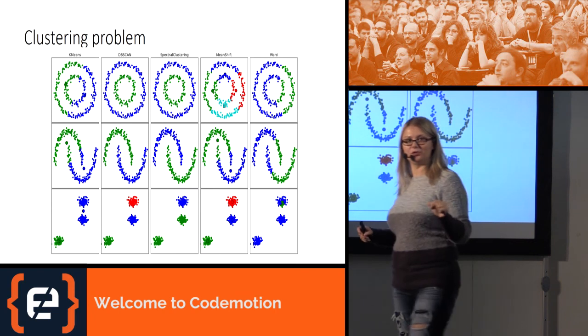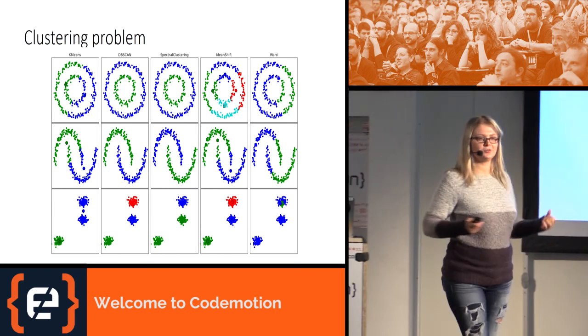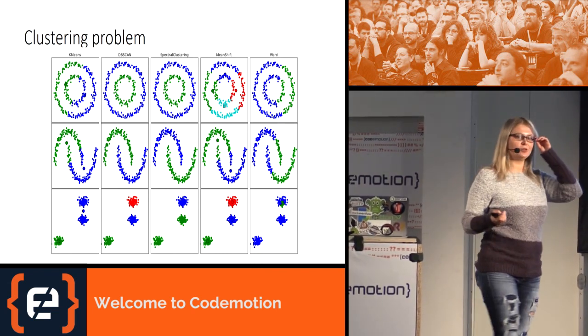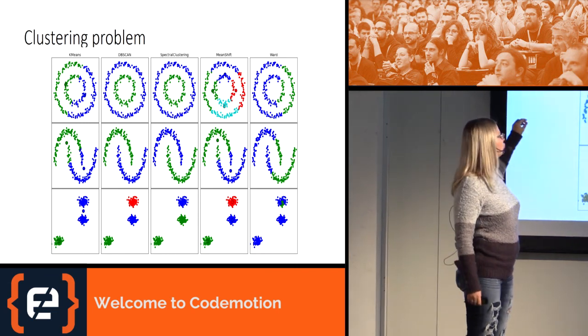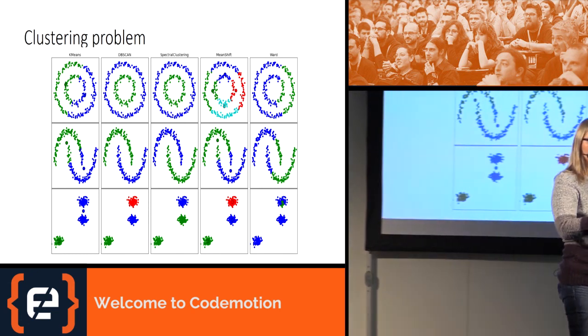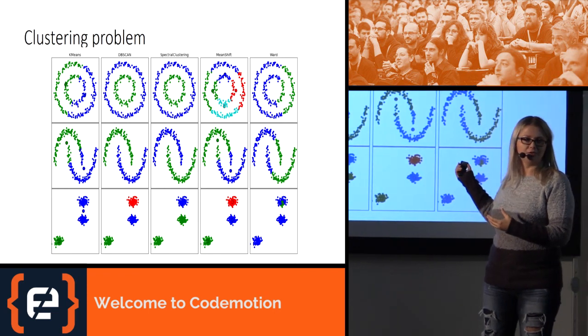The last problem will be the clustering problem. Clustering is unsupervised learning, and I see it all the time in tutorials. We have a clustering problem, which means gather the data together that are similar. And you can see different algorithms do it differently.